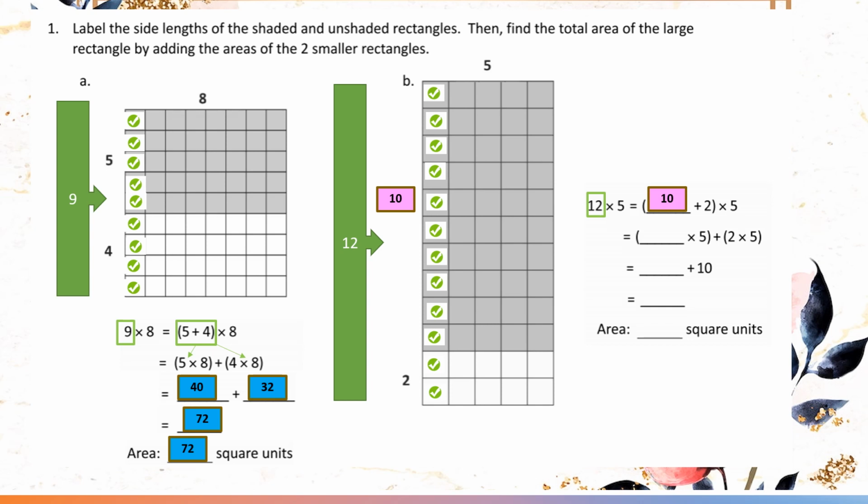So a 10 goes there in the blank. So instead of 12 times 5 for our area equation, right, we're going to break that 12 apart into 10 and 2. And so we'll end up with two smaller equations. So we're going to end up with the equation 10 times 5 plus 2 times 5. And we can go ahead and solve. And the good thing about this is that they did part of it for us. So 10 times 5 is what?